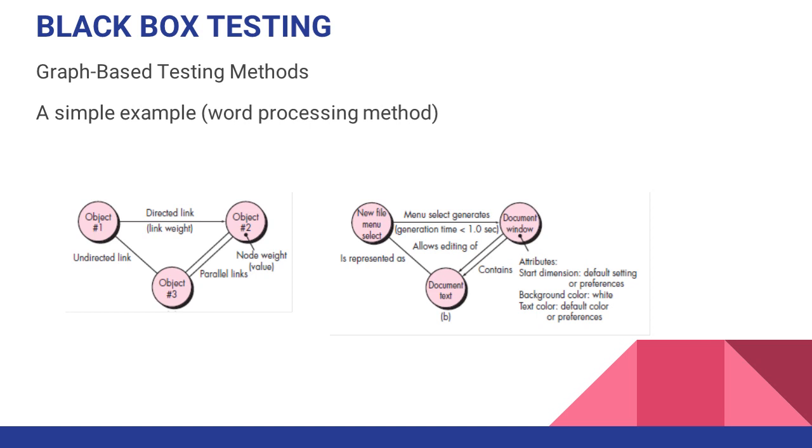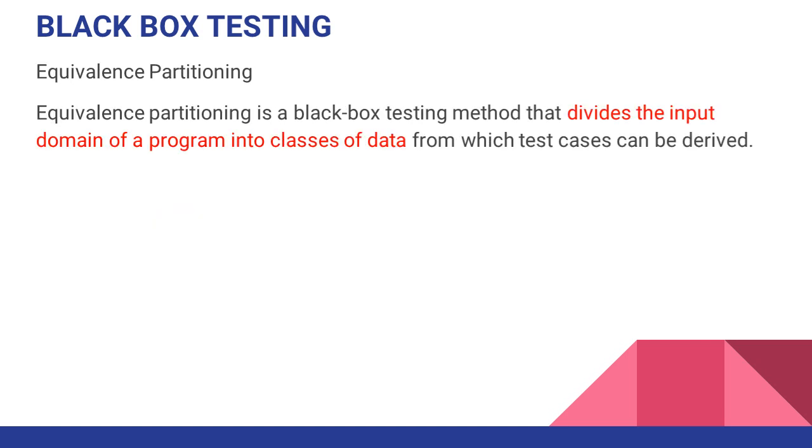An undirected link establishes a symmetric relationship between the new file menu selection and document text. And a parallel link indicates the relationship between the document window and document text. So these graph based testing methods can be used for many cases like transaction flow, finite state modeling, data flow modeling, timing modeling, etc. The next one is equivalence partitioning.